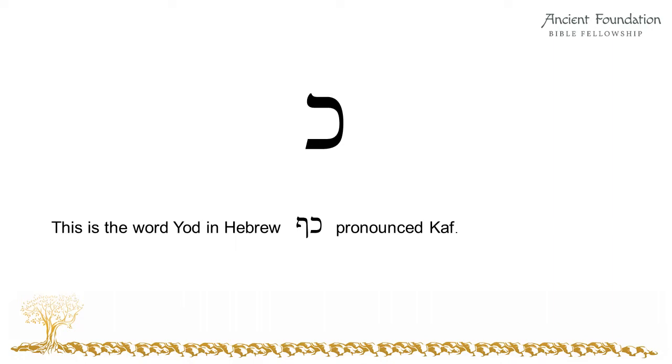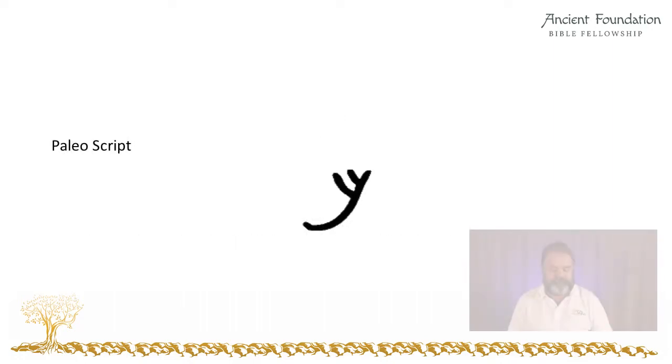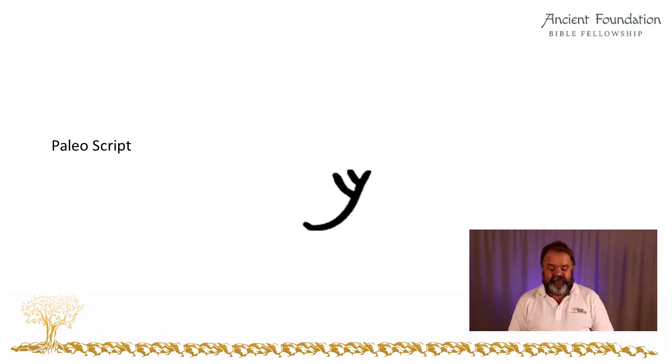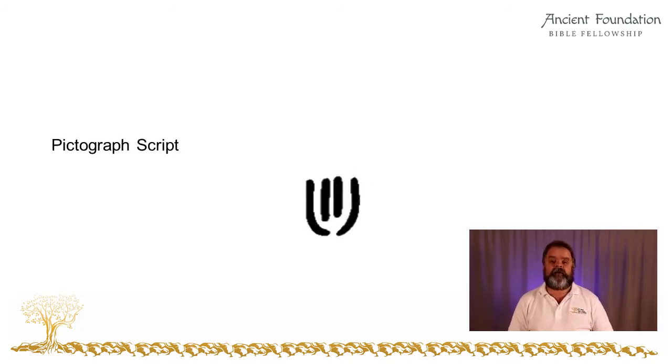Now let's have a look at what this letter looks like in the Paleo script. And as you can see on your screen there, this looks absolutely nothing like the modern square script. The last script we'll look at is the Pictograph, which are like pictures, if you like, of what the letters represent. So the Pictograph for the letter Kaf, again, is different. It looks nothing like the Paleo, and it doesn't look anything like the square script either. It looks like a stick figure drawing of an open palm of a hand.